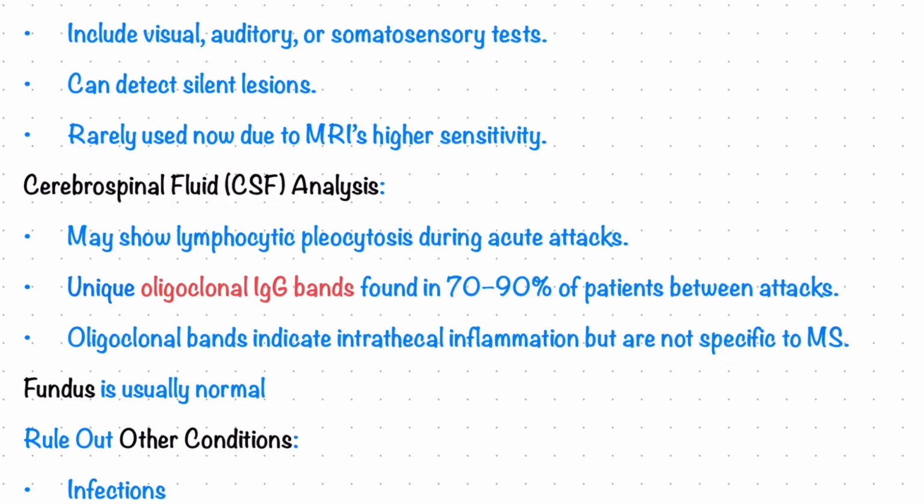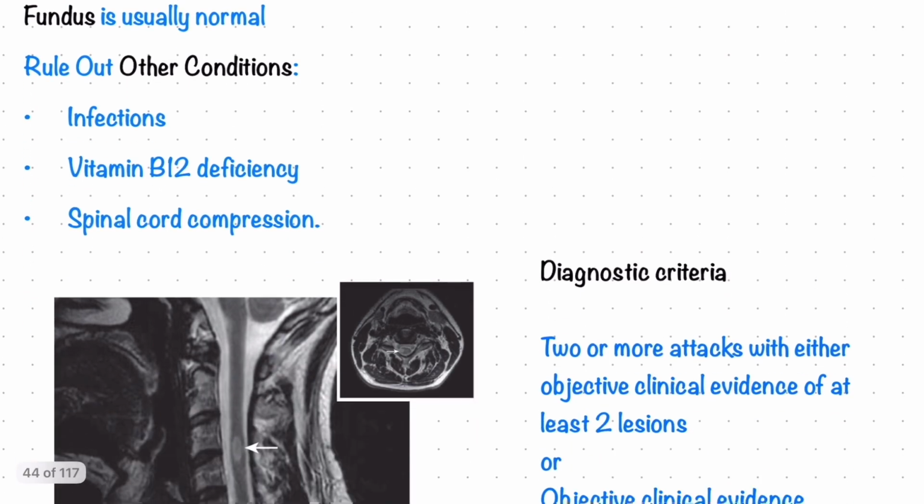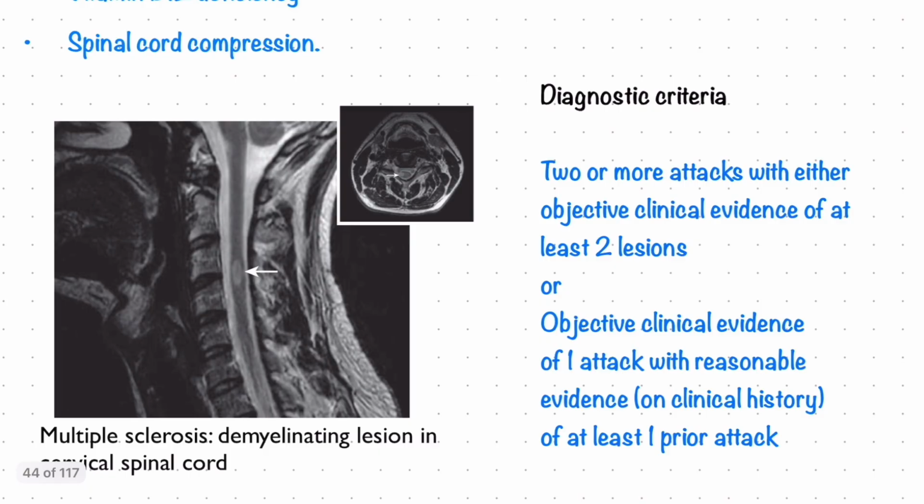Now, fundus examination may be done because of the symptoms that could indicate so, but it is usually found to be normal. To rule out other conditions like infections, vitamin B12 deficiency, and spinal cord compression, different tests and history particular to these symptoms should be taken. Diagnostic criteria is two or more attacks with either objective clinical evidence of at least two lesions, or objective clinical evidence of one attack with reasonable evidence on clinical history of at least one prior attack, which is diagnostic of MS.